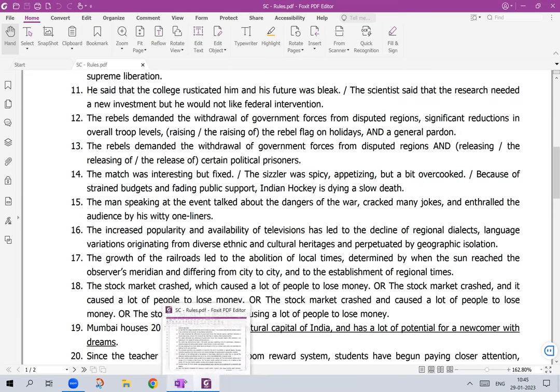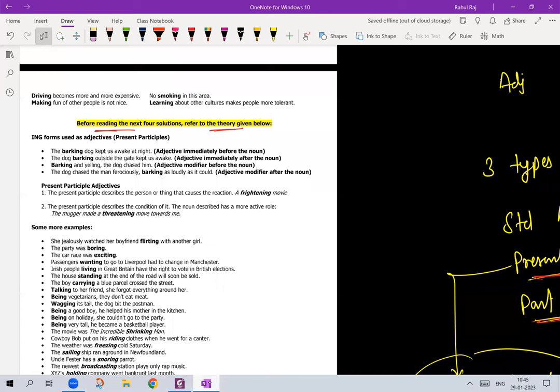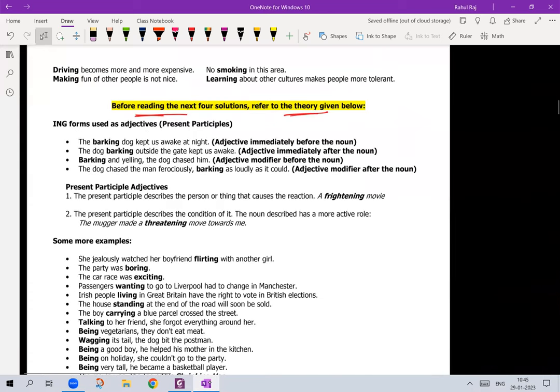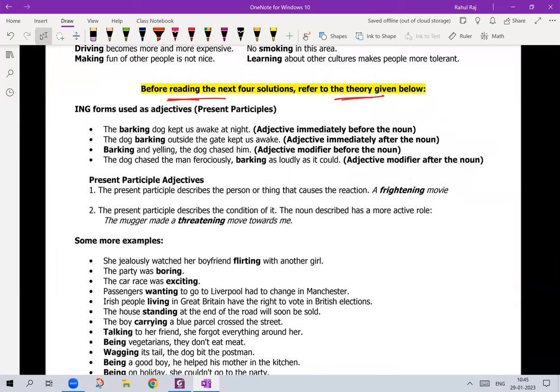Now there's a huge theory that we need to do. So it says that before reading the next four solutions, refer to the theory given below.